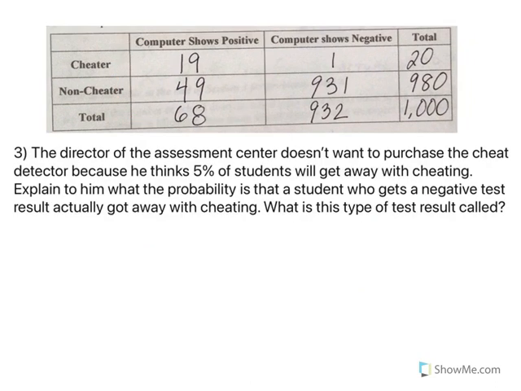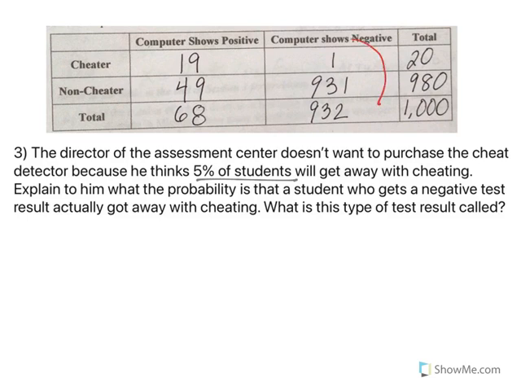Now, our last question says the director of the assessment center doesn't want to purchase the cheat detector because he thinks 5% of students will get away with cheating. Explain to him what the probability is that a student who gets a negative test result actually got away with cheating. What is this type of test result called?